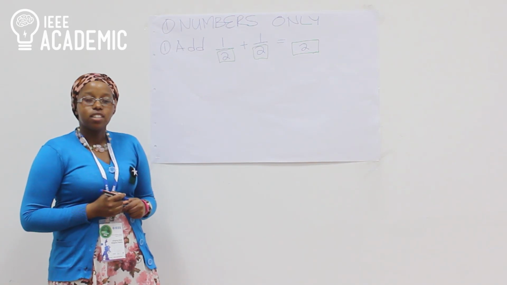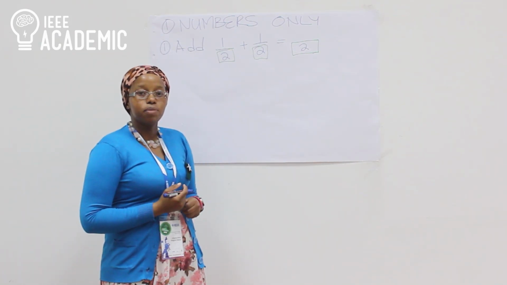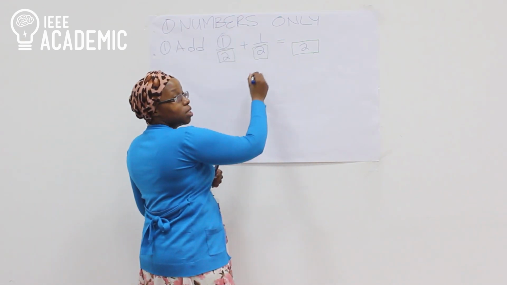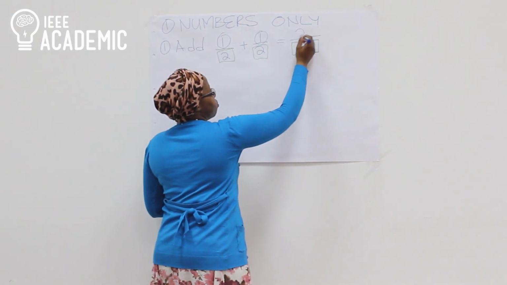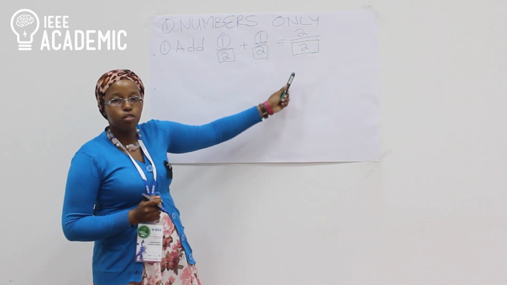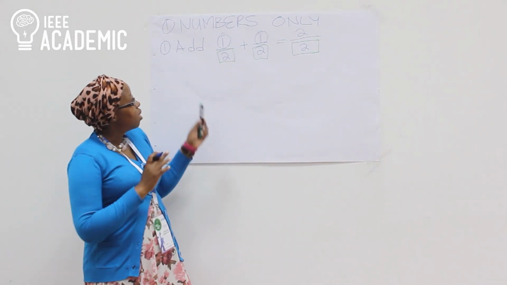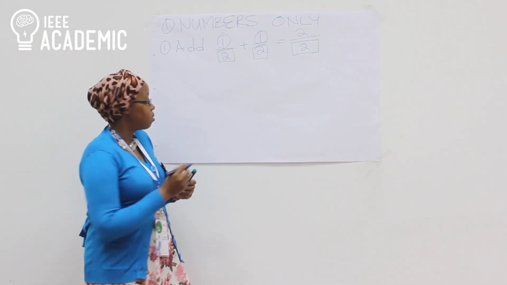So now you can continue with the addition operation by adding the 2 numerators together. 1 plus 1 is 2. So this is our answer fraction, 2 over 2. The second thing we're going to do is add 2 numbers where the bases are now different.